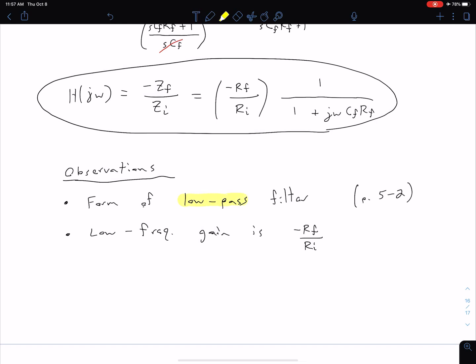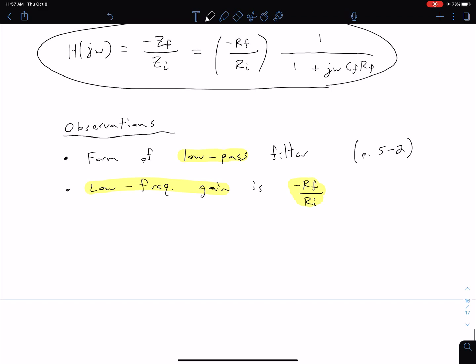So far we've said this is a low pass filter, and we have a low frequency gain of negative Rf over Ri. Of course by adjusting Rf and Ri, we can make this value greater than 1. The other important piece of information is our corner frequency, or our 3 dB frequency, or our roll-off frequency. We have several different names for it, omega c. We could go through this definition again, where our transfer function magnitude is equal to 1 over root 2, or comparing it to our previous equation by inspection, we can say that our corner frequency is 1 over Rf times Cf.